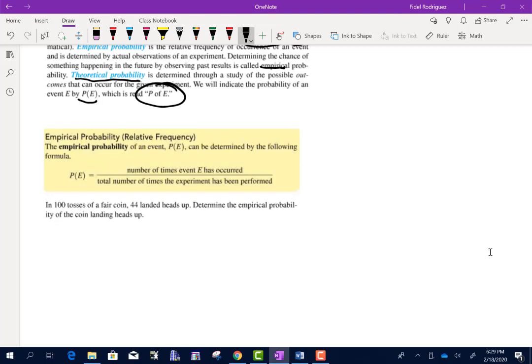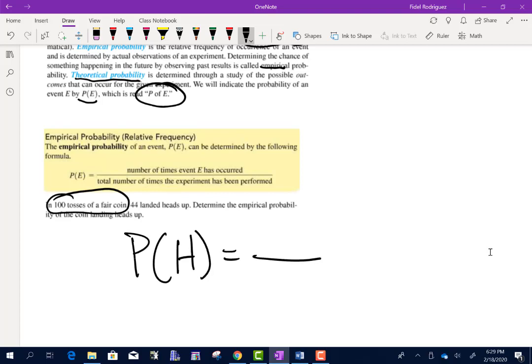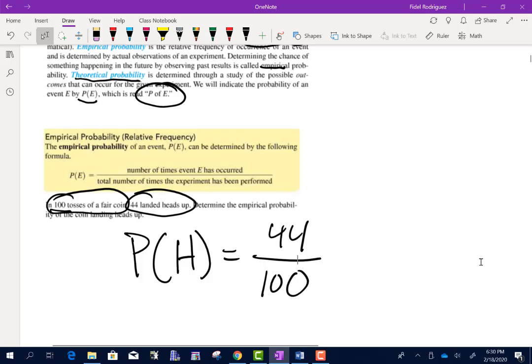So our first problem here says, in 100 tosses of a fair coin, 44 landed heads up. Determine the probability of the coin landing heads up. Okay, so we're going to say the probability of getting a heads. Well, how many times did we flip that coin? We flipped it 100 times. Out of those 100 times, how many times did it land on heads? 44. So our probability would be 44 out of 100, okay, because of this particular experiment. This is what we call empirical probability.